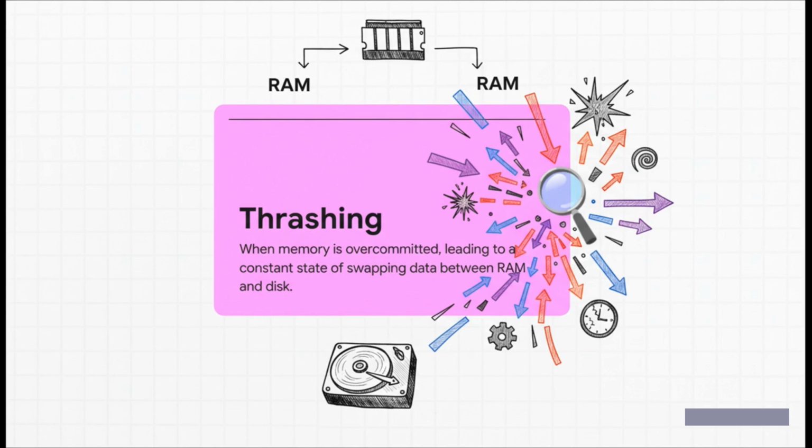When your computer runs out of its fast memory, the RAM, it starts using your slow hard drive for storage instead. If it has to do this too often, it gets stuck in this vicious cycle of just moving data back and forth, instead of actually doing any work.